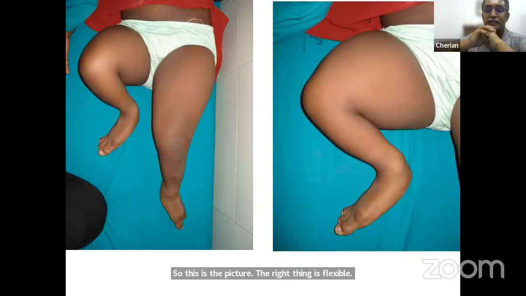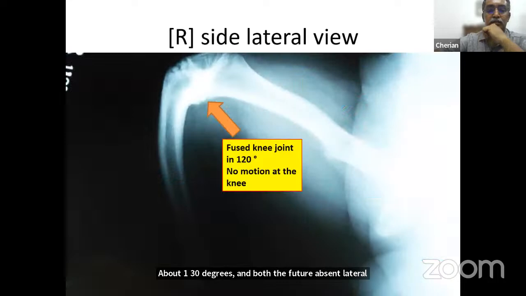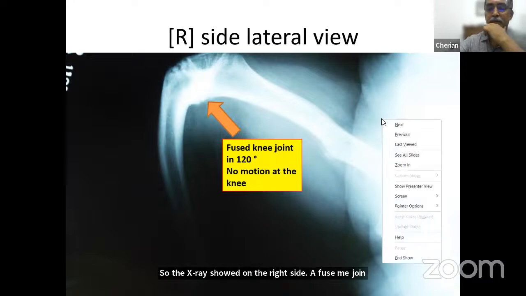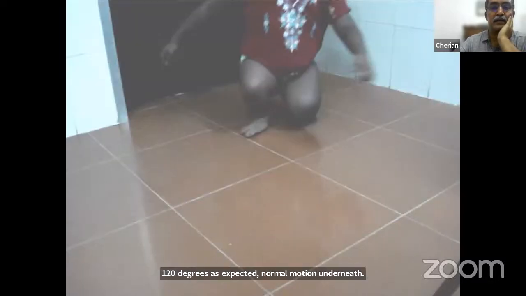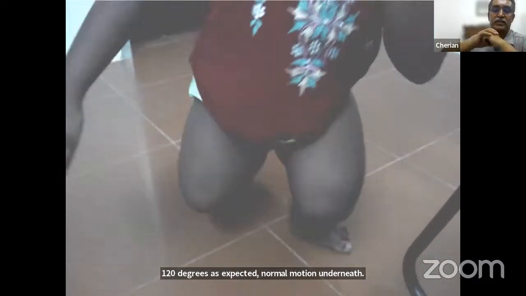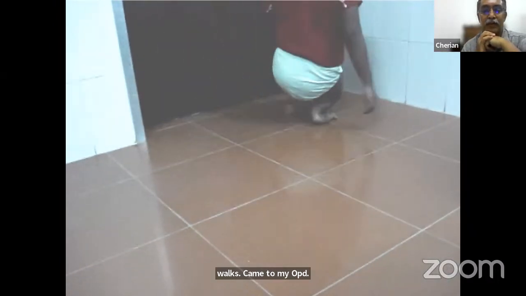So this is the picture. The right knee is flexed to about 120 degrees and both the feet have absent lateral raise. So the x-ray showed on the right side a fused knee joint in 120 degrees with, as expected, no motion at the knee. This is the x-ray of the left side. This is how she walks. She came to my OPD and this is the way she came to my OPD. Almost crawling on the ground.